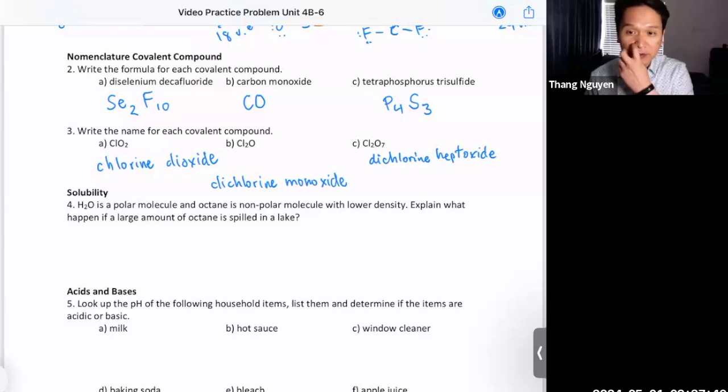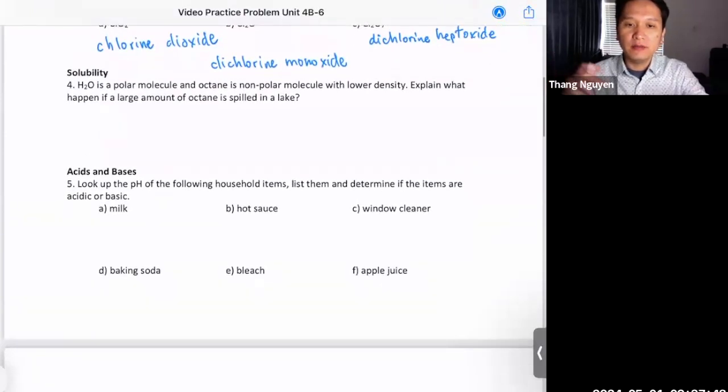So that's a special case for oxygen. You just drop the last vowel of the prefix. Okay, next, number 4, solubility. H2O, which is water, is a polar molecule, and octane is a non-polar molecule with a lower density. Explain what happens if a large amount of octane is spilled in a lake.